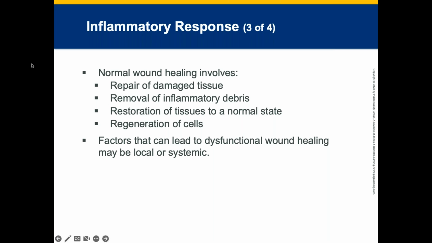As far as injury resolution and repair, normal wound healing involves 4 different steps: repair of the damaged cells, removal of inflammatory debris, restoration of tissues to a normal state, and regeneration of the cells below. Wounds then heal by primary and secondary intention. Primary intention occurs when clean wounds have opposed margins, and secondary intention occurs in large, gaping, or infected wounds.